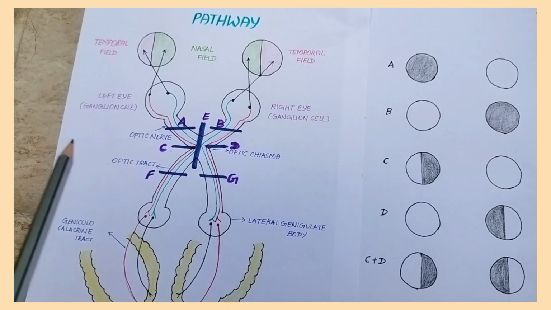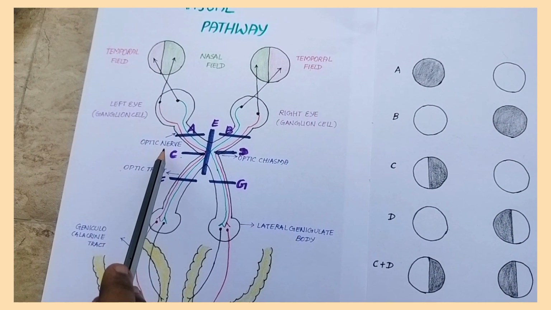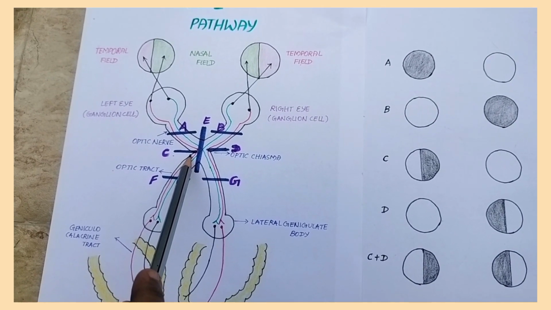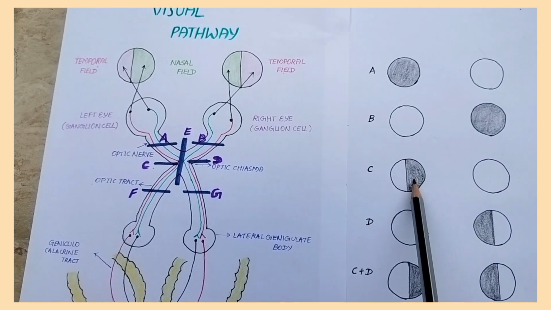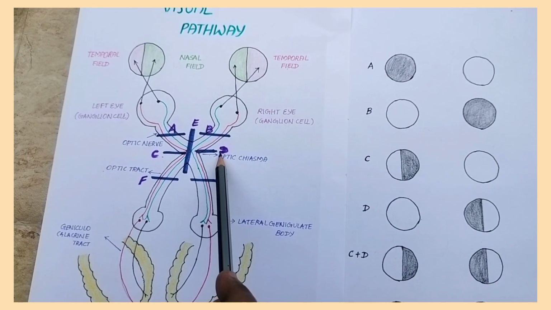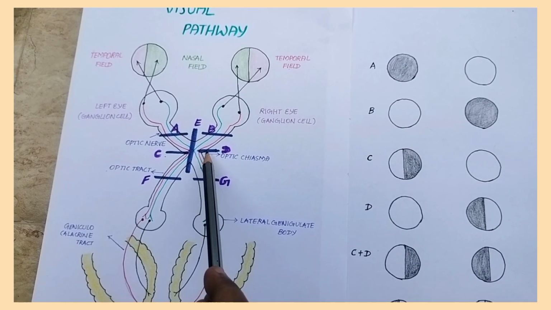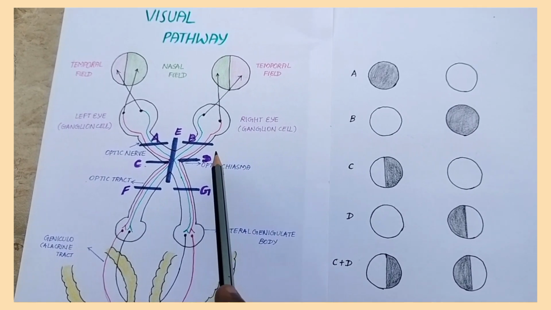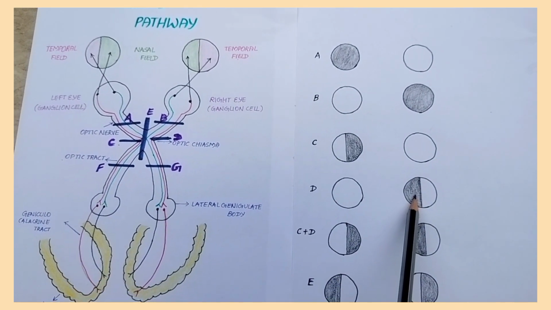And there is the C lesion, which is the lesion of lateral fibers in the left side of optic chiasma, which results in left nasal hemianopia. Then next, the D lesion. This is the lesion of lateral fibers in the right side of optic chiasma, which leads to right nasal hemianopia.